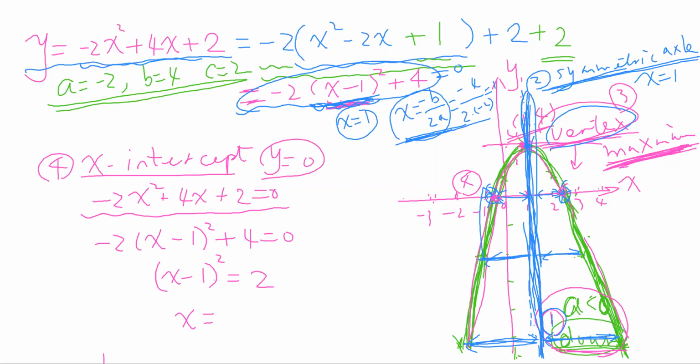X equals 1 plus or minus square root 2. Is it correct? We don't know, so here we need to make sure. I mean, we can find the solution from here, when the x-intercept becomes 0. So you can get the solutions here. Correct? All right.